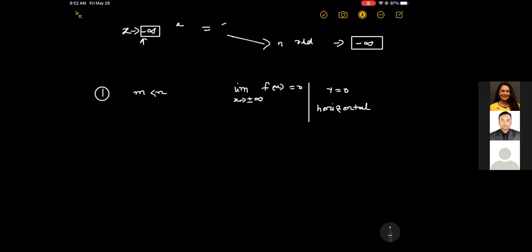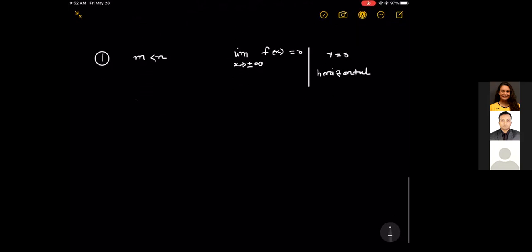Okay, now let's see an example of it. Let's say my function is f of x equals x squared plus 5x minus 3, and in the denominator, I have x cubed minus 1. Let's say this is my function.